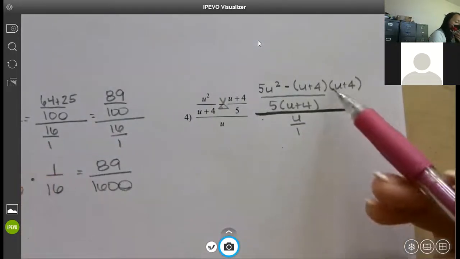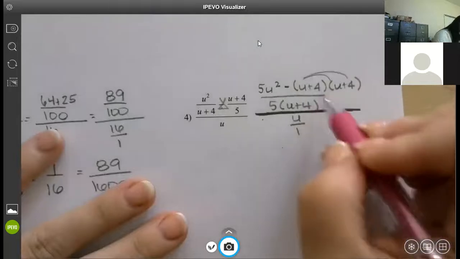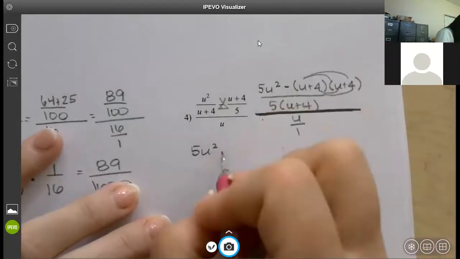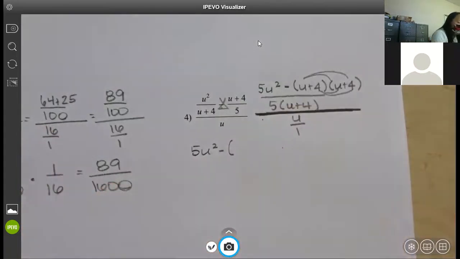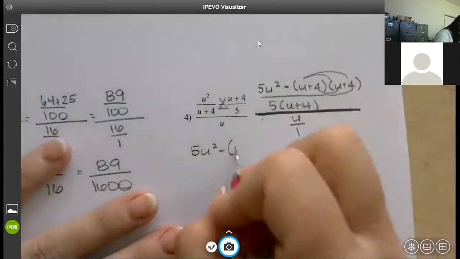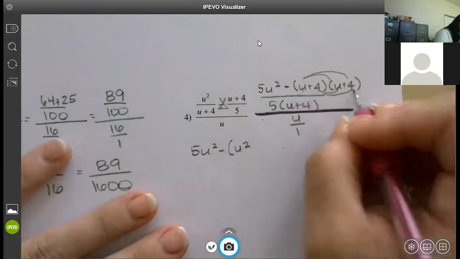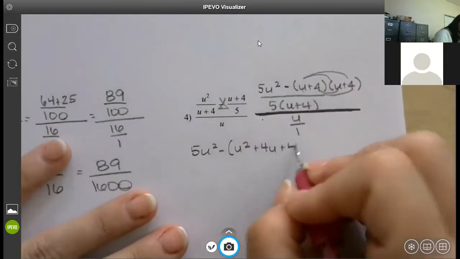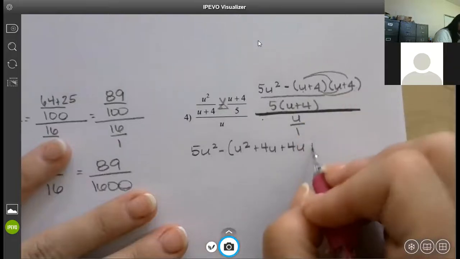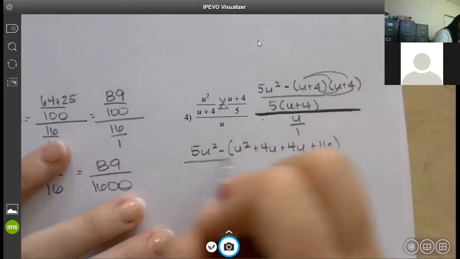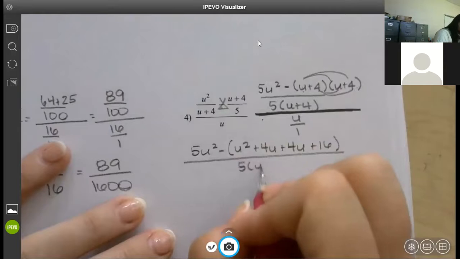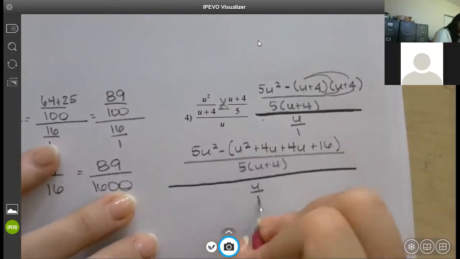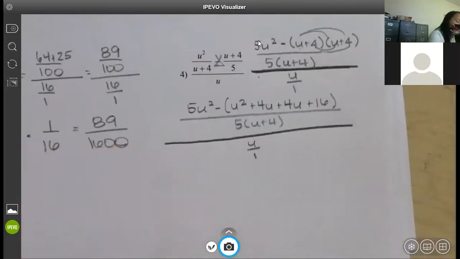All right, I'm going to still work on the top. I'm going to distribute these. So I get 5u squared. I'm going to just hold off on that minus for a minute. U times u is u squared. U times 4 is 4u. 4 times u is 4u. 4 times 4 is 16. All over 5 times u plus 4. All over u over 1.